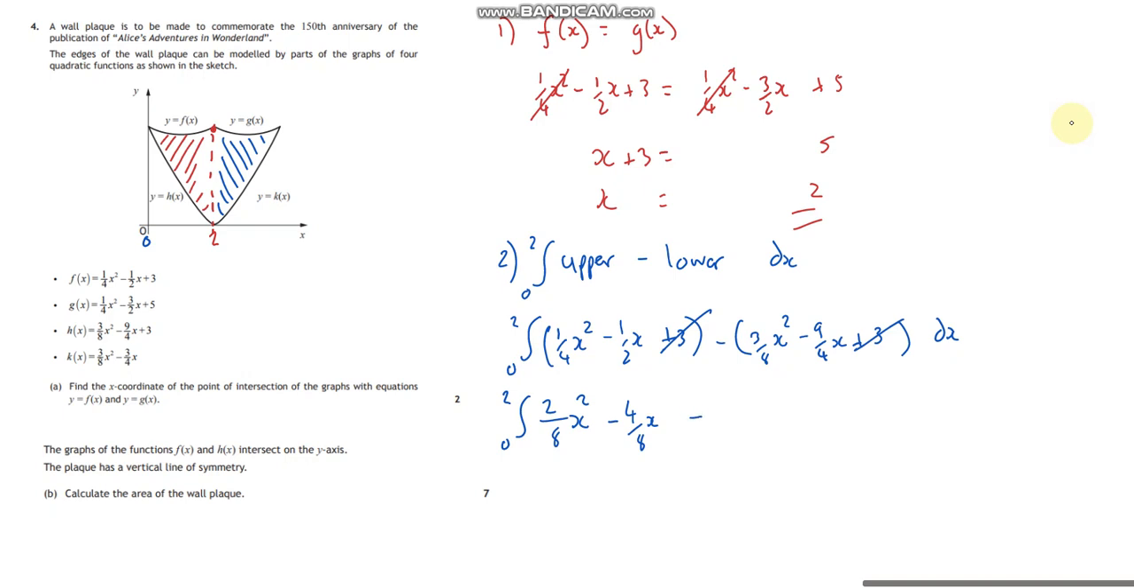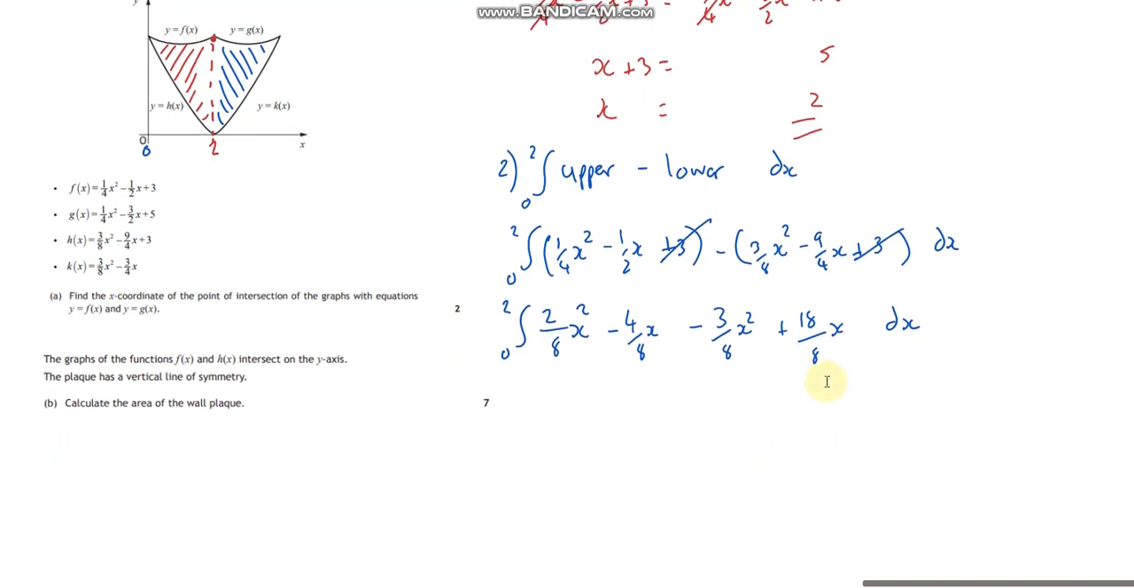And to that I'm going to take away 3/8 x squared, and it's take away a takeaway, so that's an add, so it's going to be plus 18/8 x dx. So it's not really done very much yet. Not even put them together. Here we go. So integrate between 2 and 0 dx.